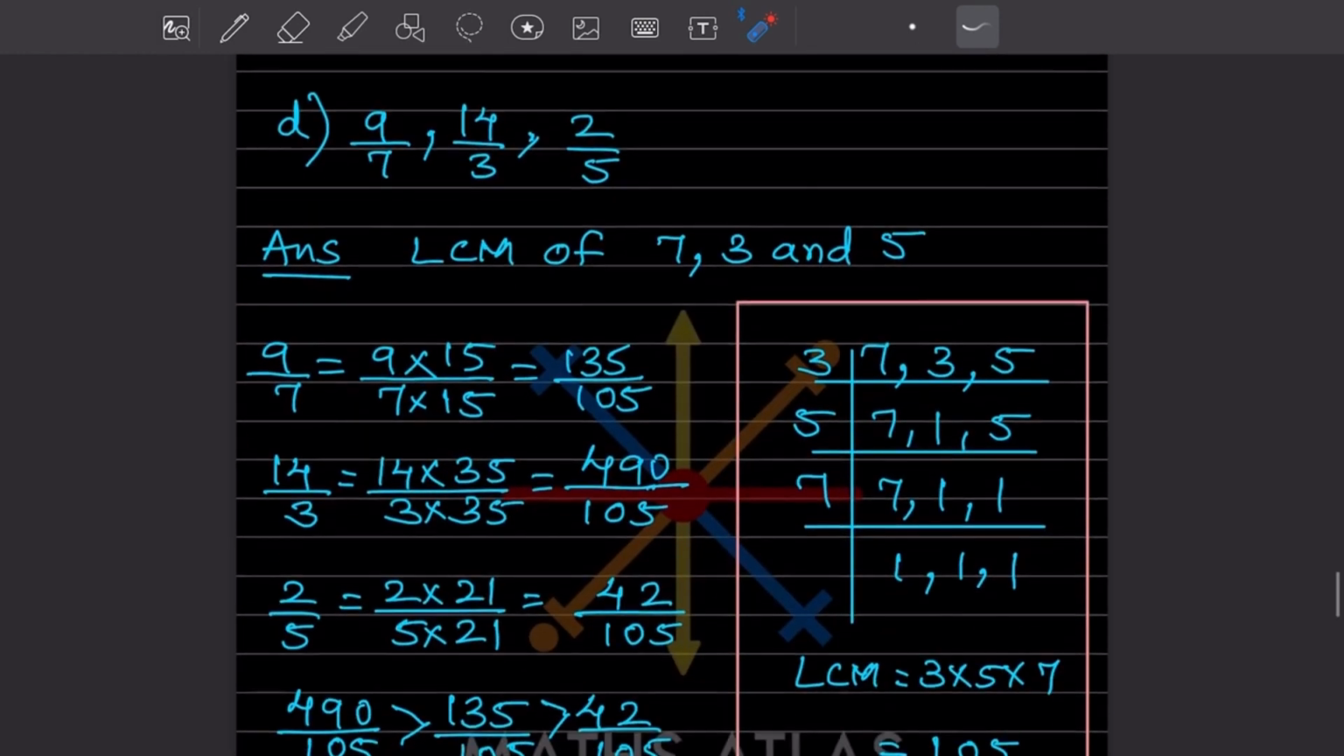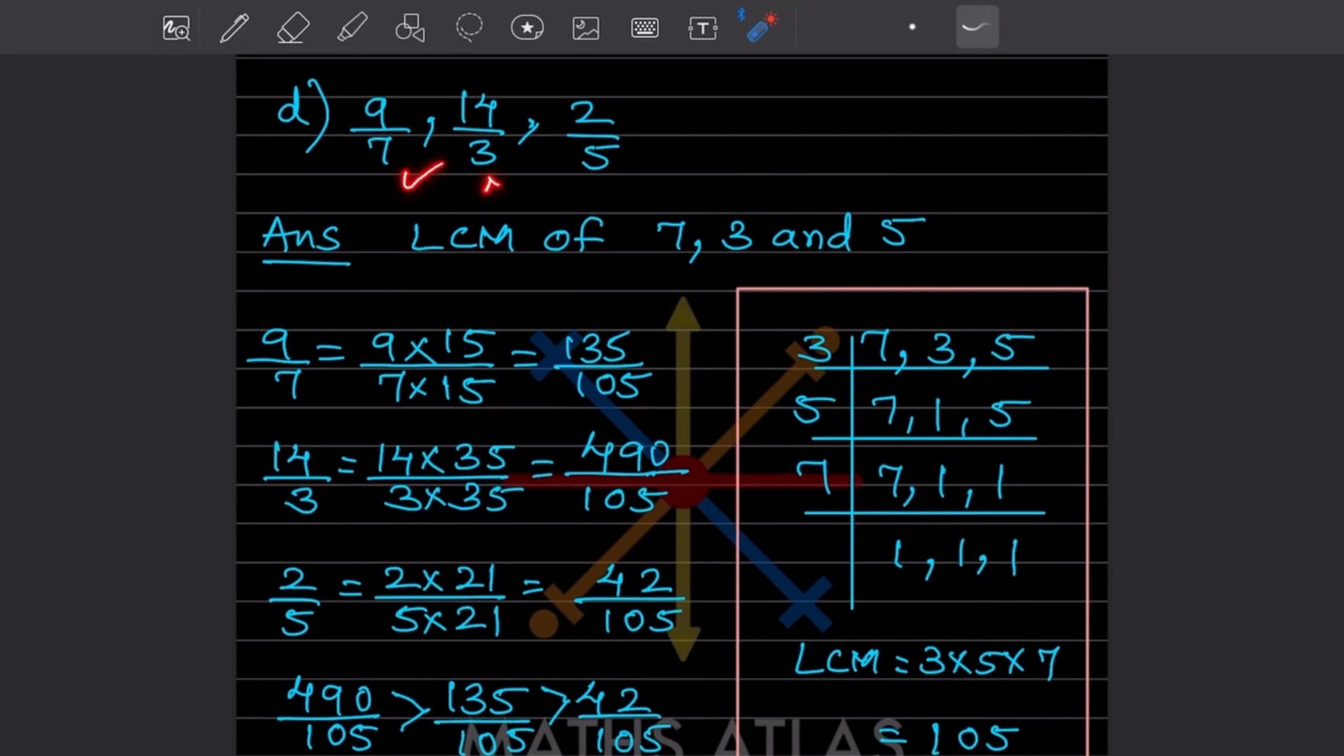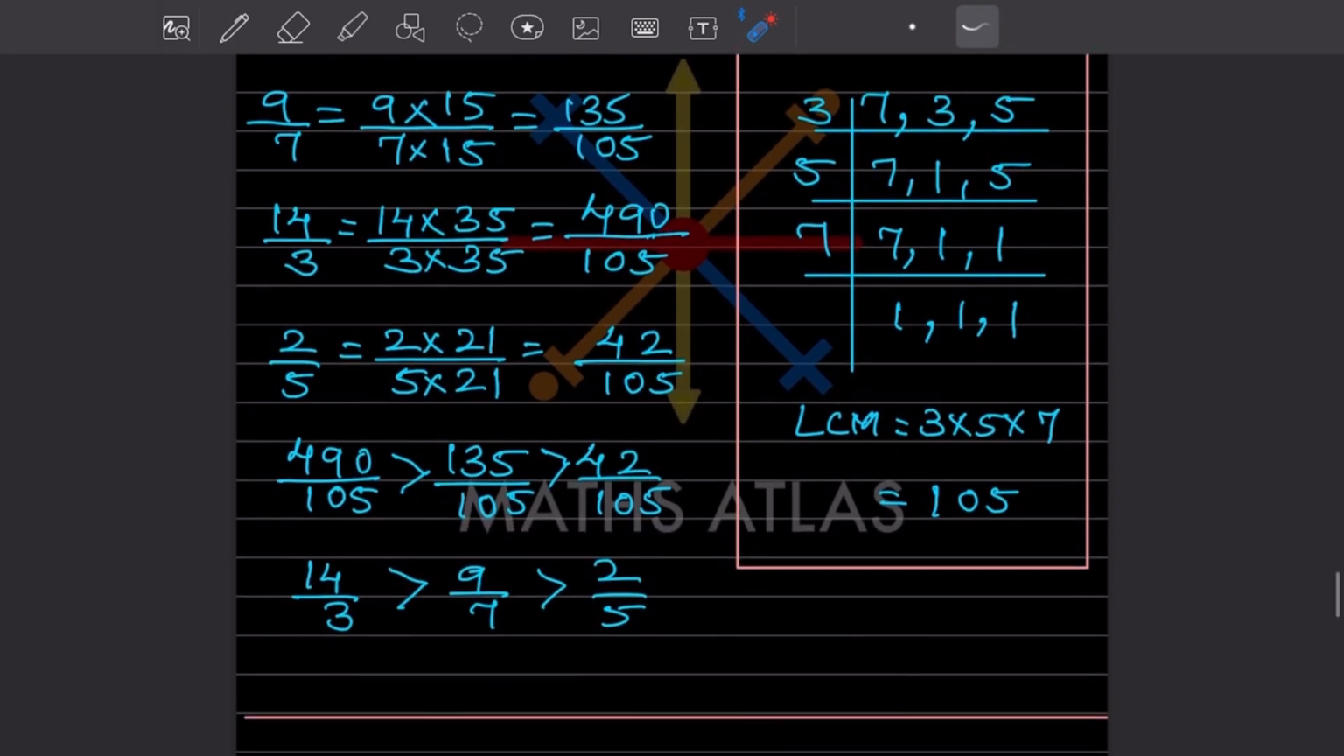Again this is also the same, descending order. You will take the LCM of this one because the denominators are different. You get 105. You have to make this to 105 and then compare from the big number to the small number. So if you understood the previous one, this you can easily do. The solutions have been given and this is the final answer.